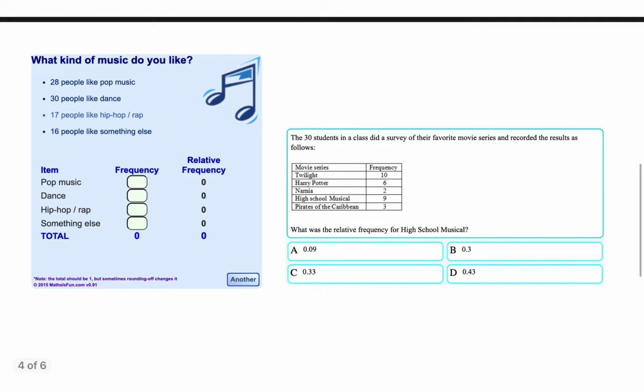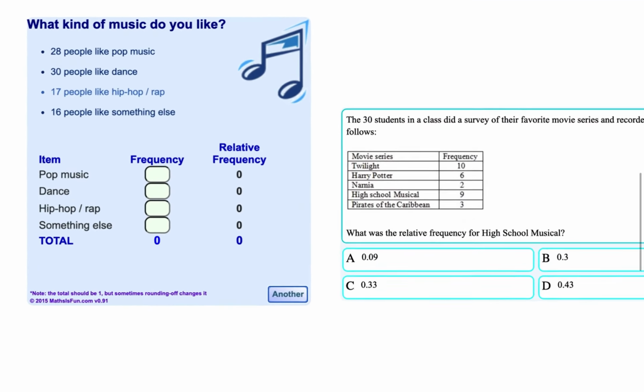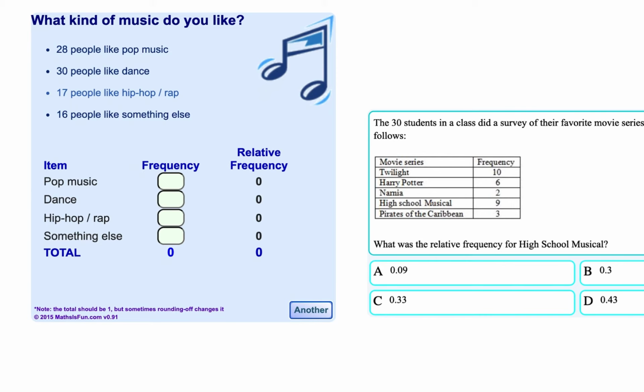So here's a few more examples to try. You can pause them here, but I'm going to show you them now. So, what kind of music do people like? 28 like pop music. Maybe I change it to red, make it easier to see. 30 people like dance. Hip hop is 17, and something else is 16.